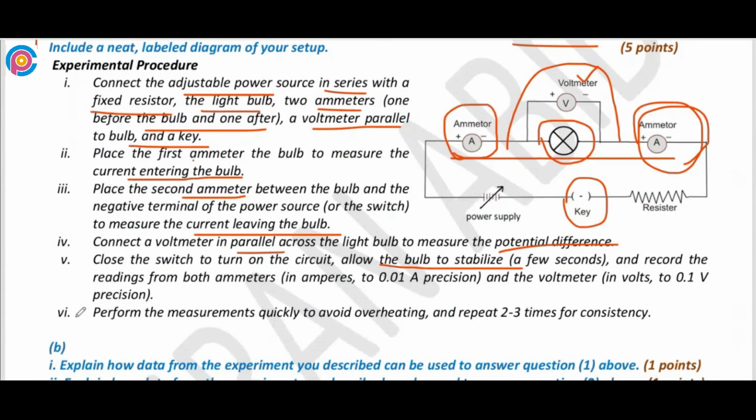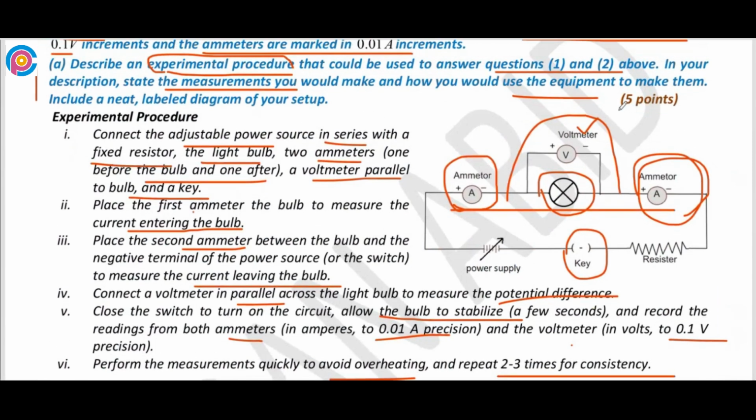Switch the key on and allow the bulb to stabilize. After a few seconds, record the readings from both ammeters with precision. The least count is 0.01 ampere for the ammeter and 0.1 volt for the voltmeter. Perform the measurement quickly to avoid overheating. Repeat two to three times for consistency. This is the procedure we have to provide, and it is worth 5 points in the paper.